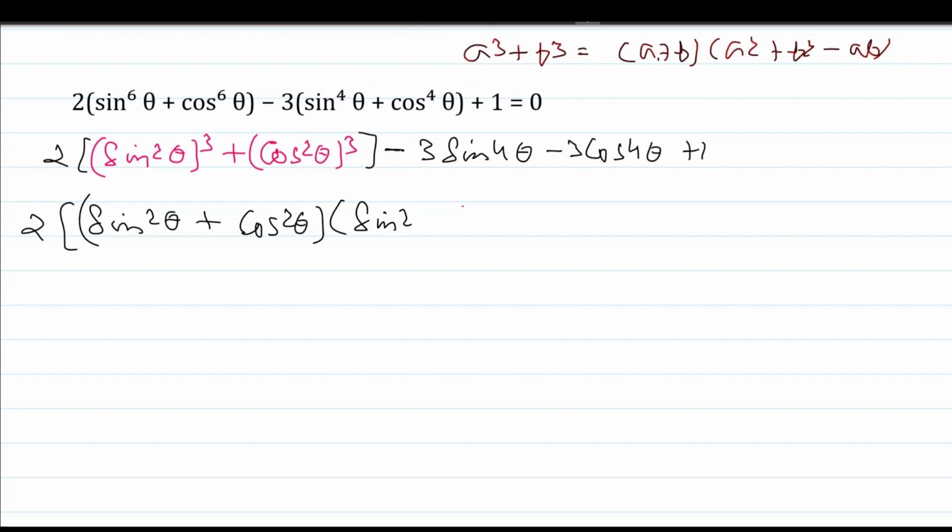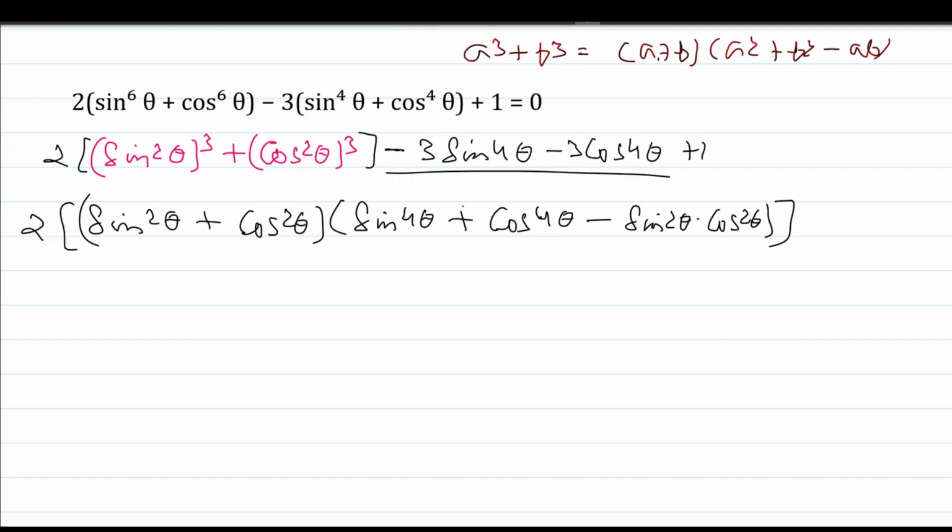So a square is sin square whole square, which gives you sin raised to the power 4 theta, you can write directly. Plus b square, and b square is cos raised to the power 4 theta. Minus ab, where a is sin square and b is cos square, placed in 2 brackets. Now, this I should write below as it is: minus 3 sin power 4 theta minus 3 cos power 4 theta plus 1.